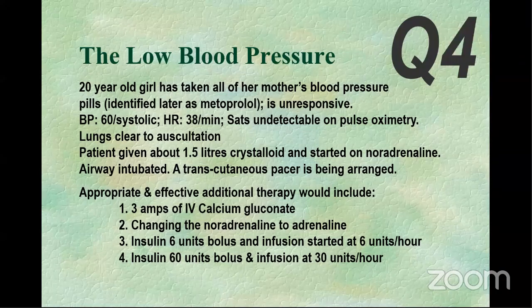Appropriate and effective additional therapy would include 3 ampules of IV calcium gluconate, second changing noradrenaline to adrenaline, insulin 6 units bolus, infusion started at 6 units per hour, or insulin 60 units bolus, infusion at 30 units per hour, sir. So for beta blocker toxicity, first we'll go for calcium gluconate, sir.